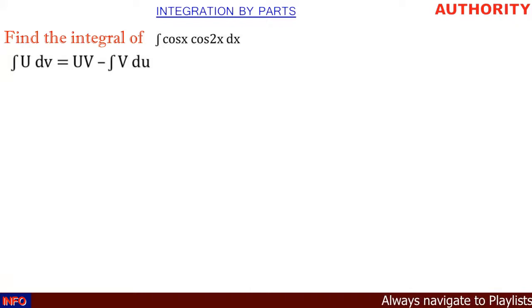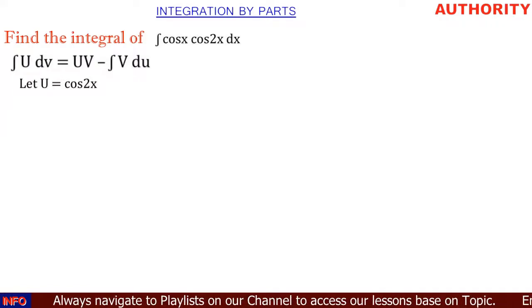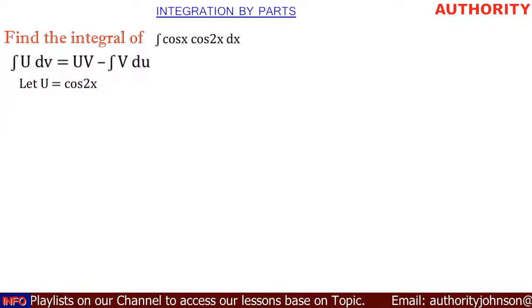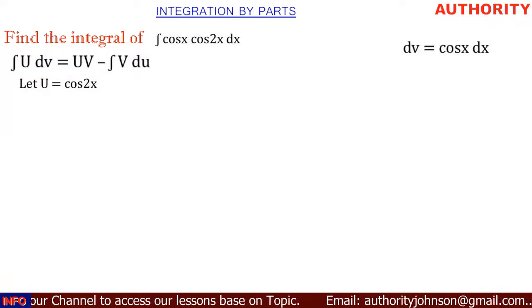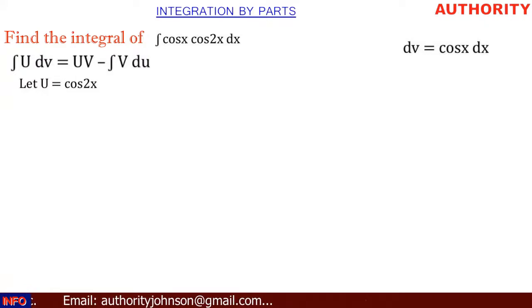In this question, we have the integral of cos x cos 2x. So we can simply say let u equal cos 2x. Let's call cos 2x our u. The other term that is remaining, cos x dx, we can call dv. So we say let dv equal cos x dx.